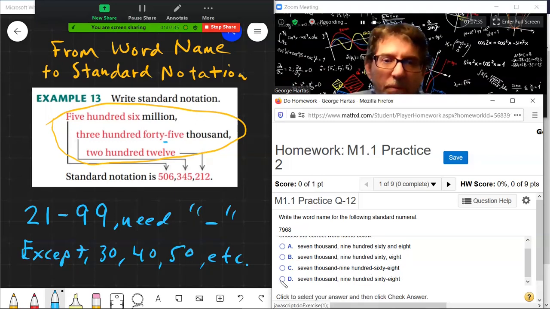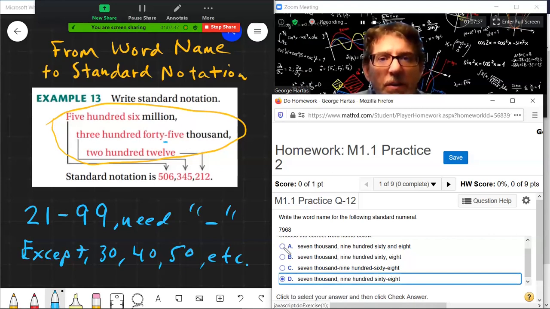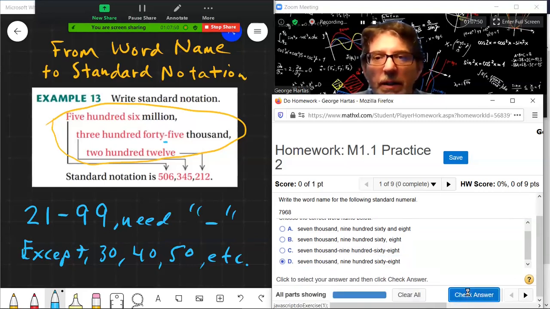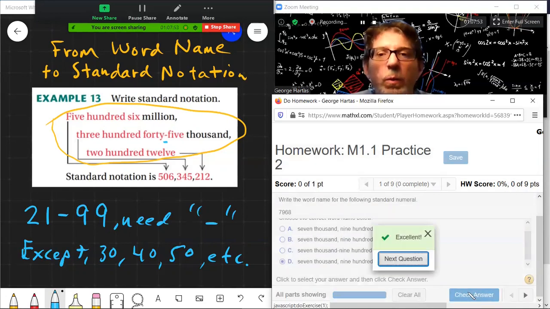Let's look at D. 7,000. Okay, 7 is in the thousands period, comma, 968, and 68 is between 21 and 99. It has a dash. That looks like a winner.